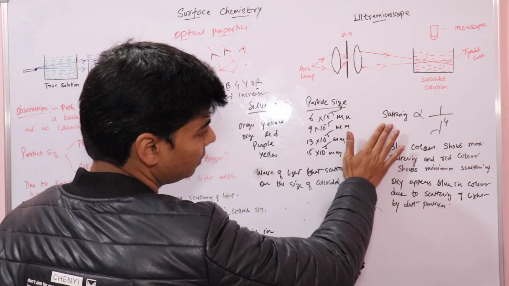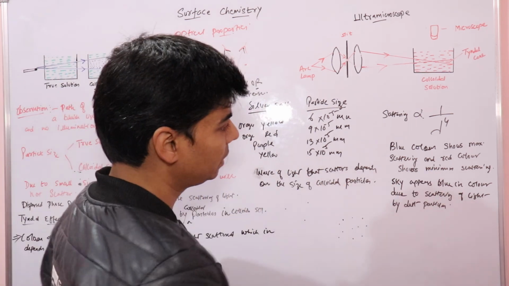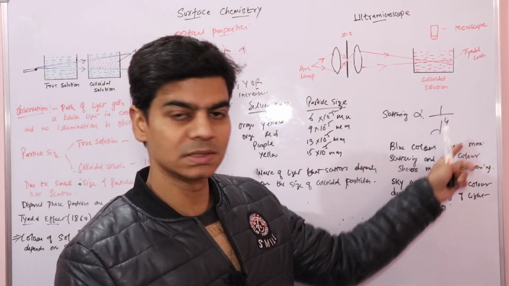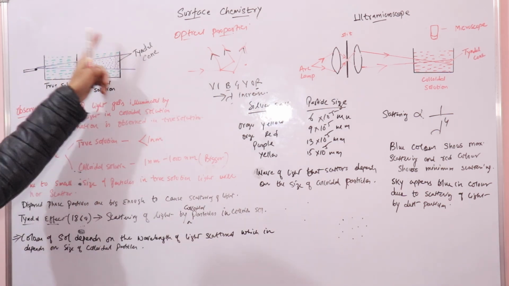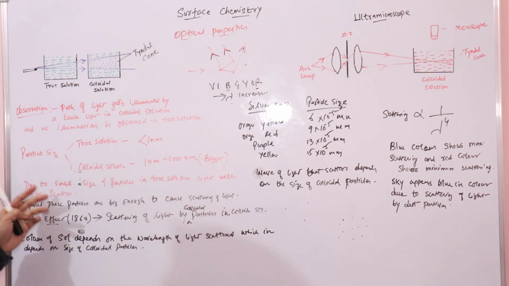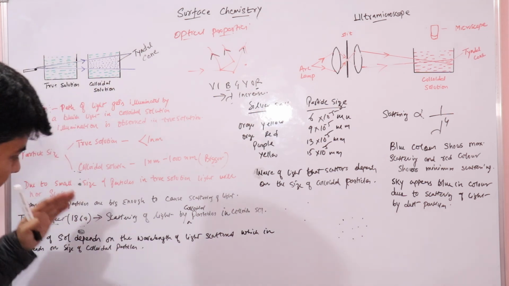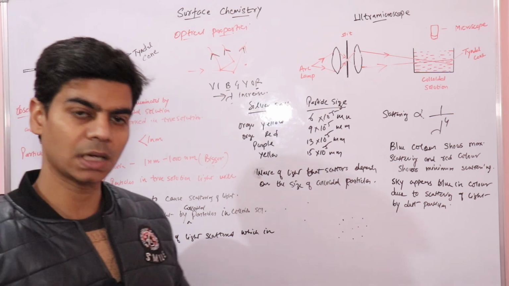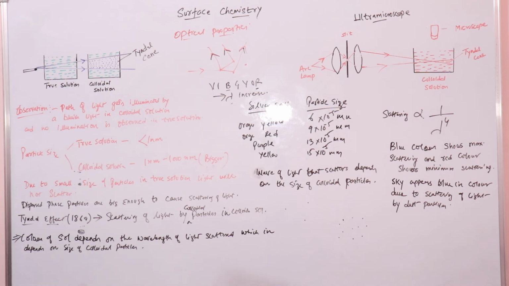Remember Rayleigh scattering: the color of the sky appears blue because blue color has maximum scattering, as its wavelength is minimum. In a colloidal solution, we see this effect due to the scattering of light by particles of colloidal range. This effect, wherein colloidal particles scatter light, is known as the Tyndall effect.